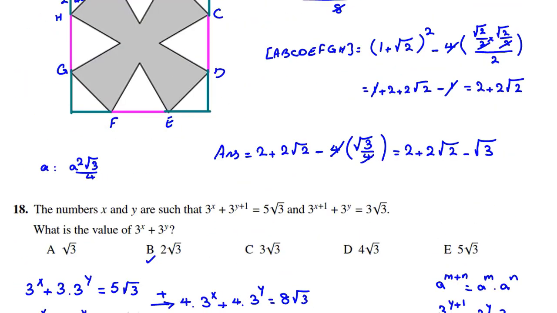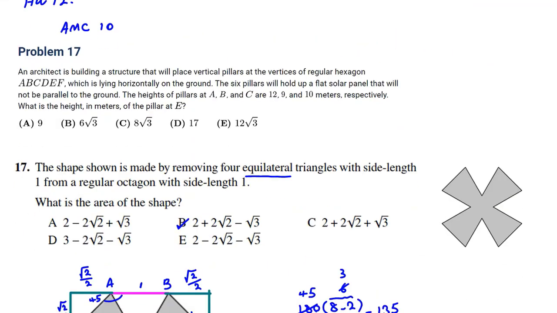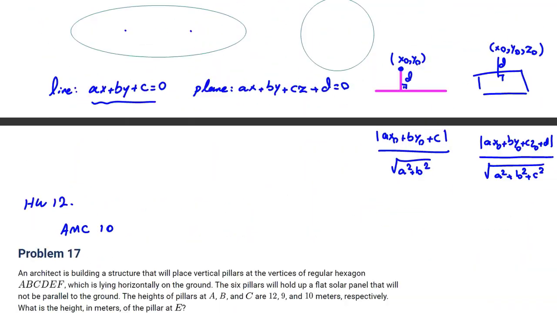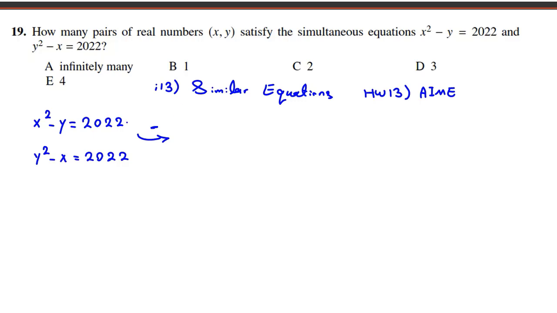Let me check which idea it is. Idea 13, and I will tell you homework at the end. Idea 13, when you see similar equations, and I will tell you a problem as homework 13, a problem from AMC. At the end of the solution, I will tell you. So the idea is what? One of the most important ideas: when you see similar equations, you should subtract.